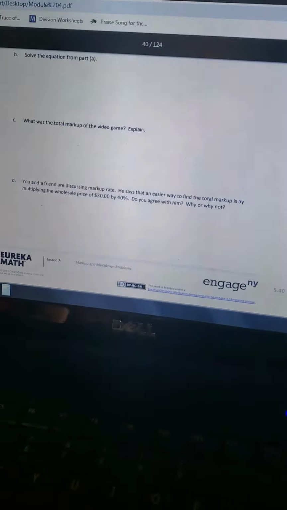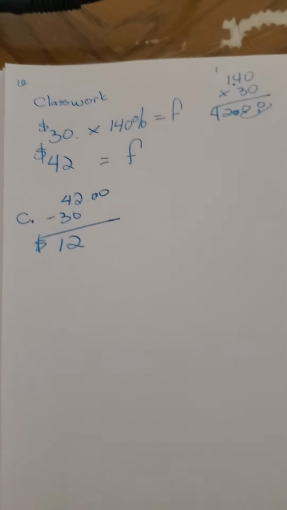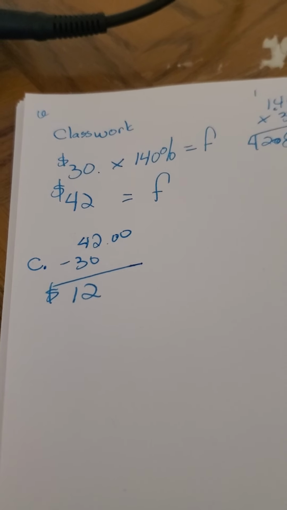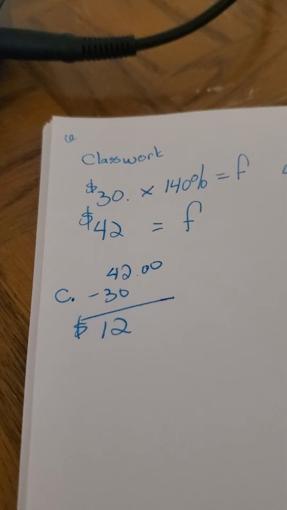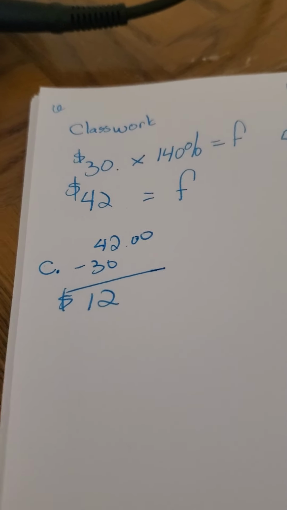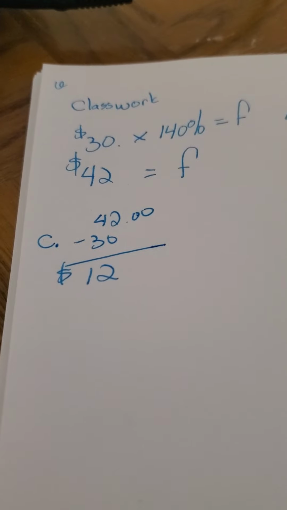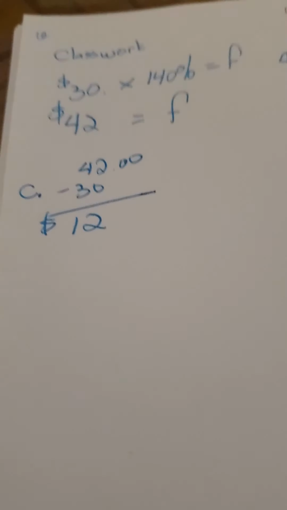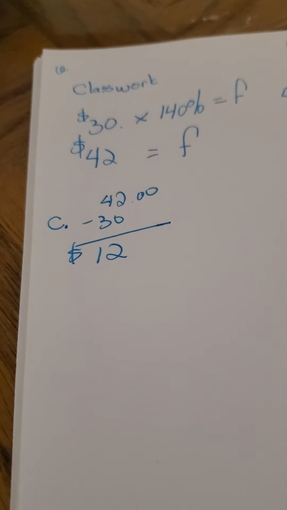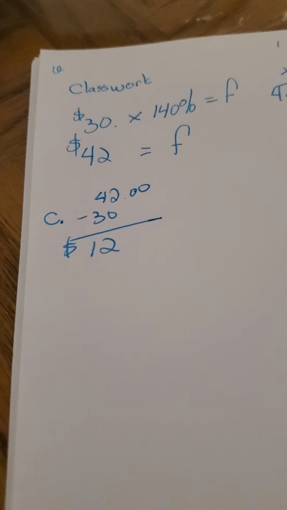Okay. So what was the total markup of the video game? The markup was $12 because the price with the markup is $42 and the wholesale price was $30. Just a reminder that the wholesale price would be the price that the store would pay. The retail price would be the price that you would pay at the store purchasing the item. Okay, so the next question is just kind of a thinking problem.